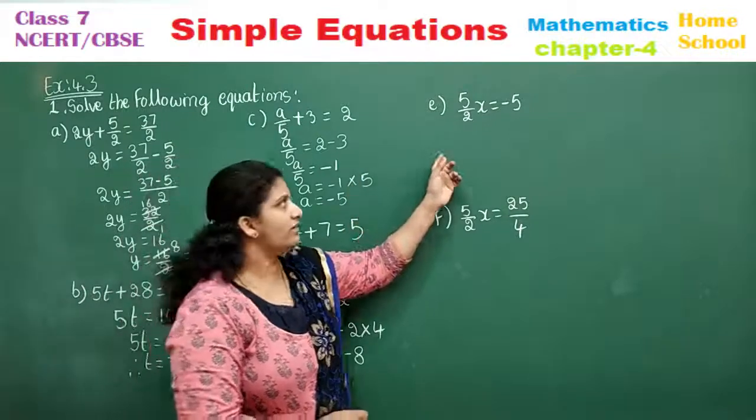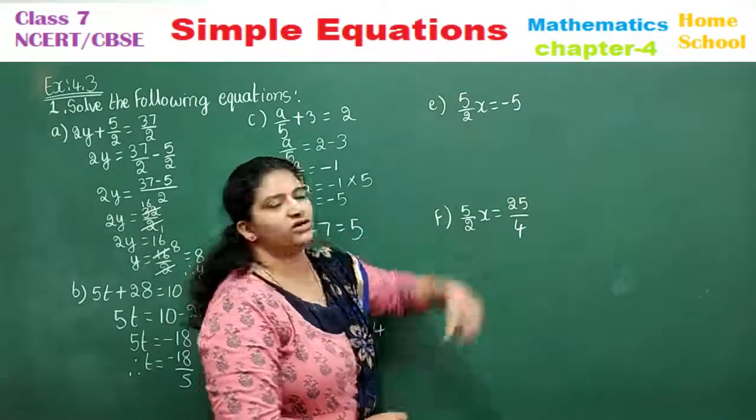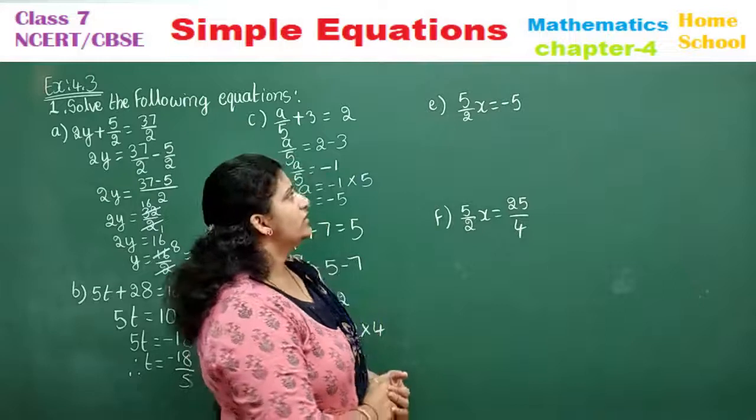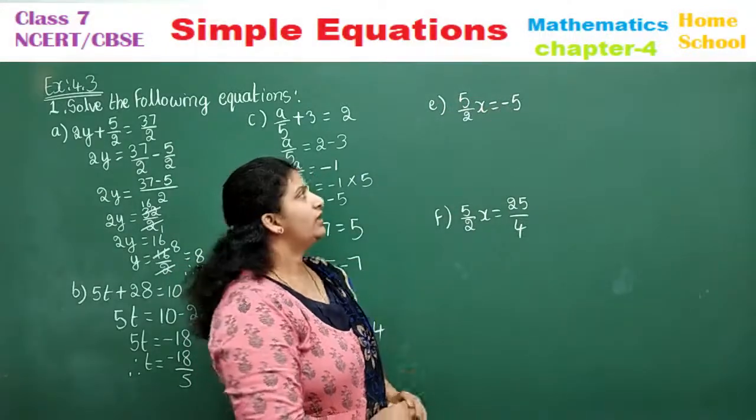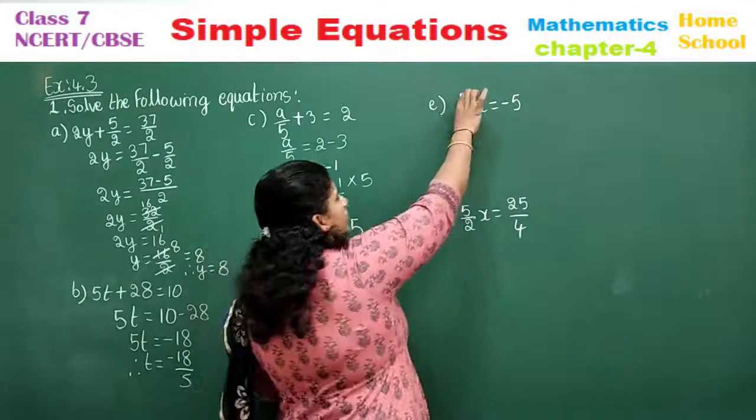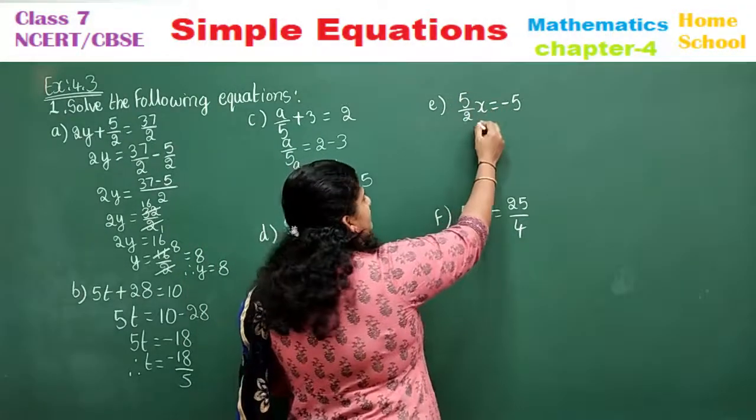E sub question here, 5 by 2 x is equal to minus 5. So, the variable set is here and another number is on the other side. Now, 5 by 2 is a multiple for x.